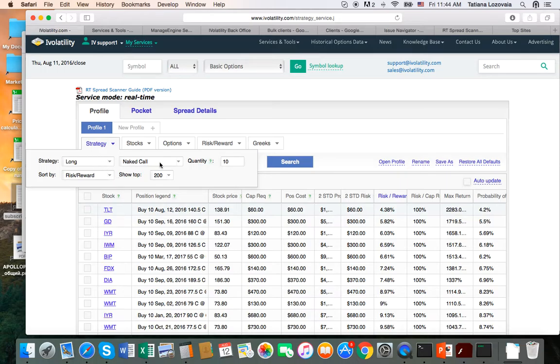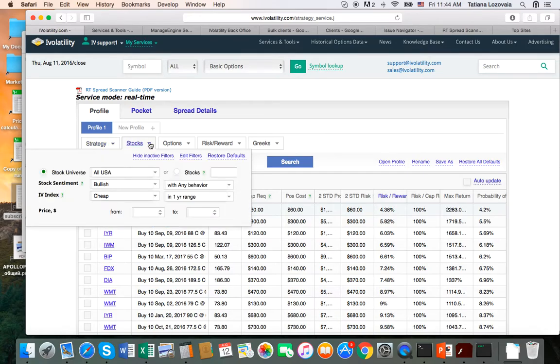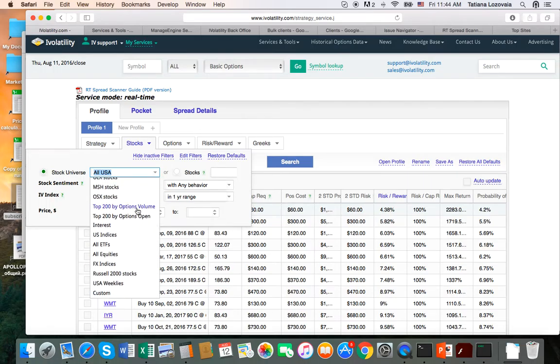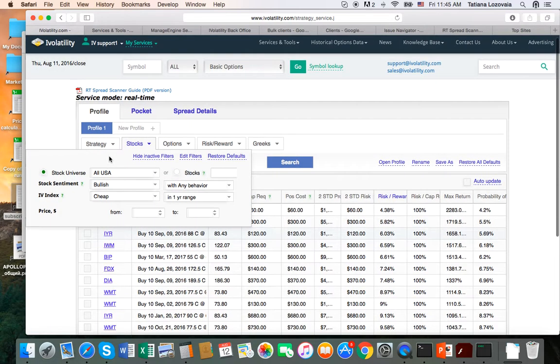So we are buying calls, 10 quantity. Let's sort our results by risk reward and let's show the maximum 200 options in the result. Now let's go to the stocks filter. Let's start with all US coverage. You can limit your coverage and choose maybe 200 stocks by option volume only, or you can enter your own custom stock list.